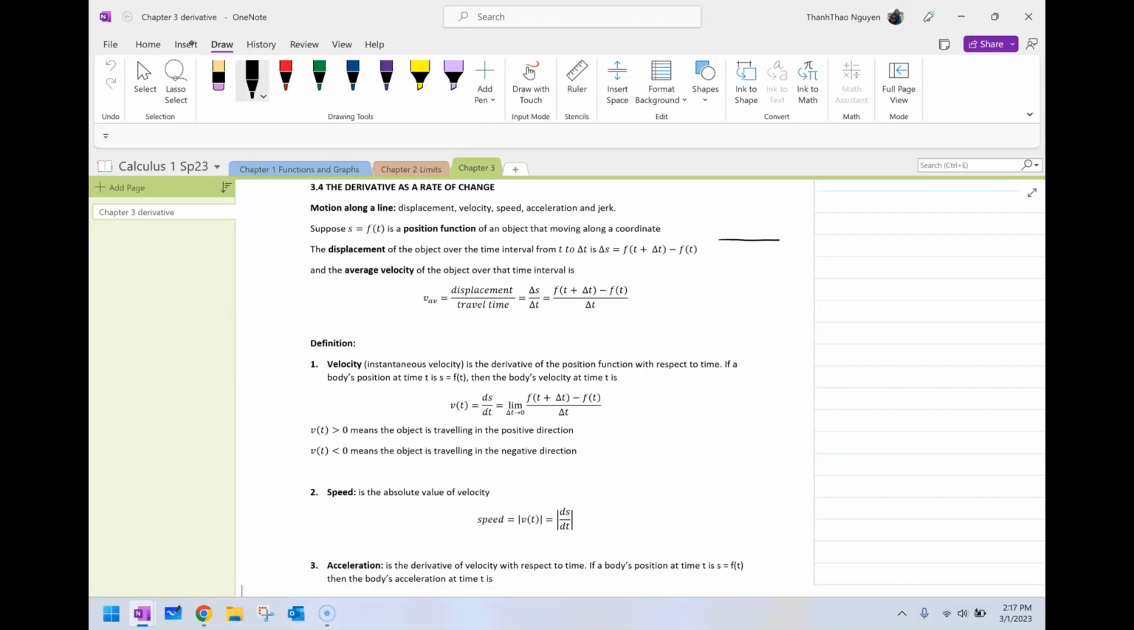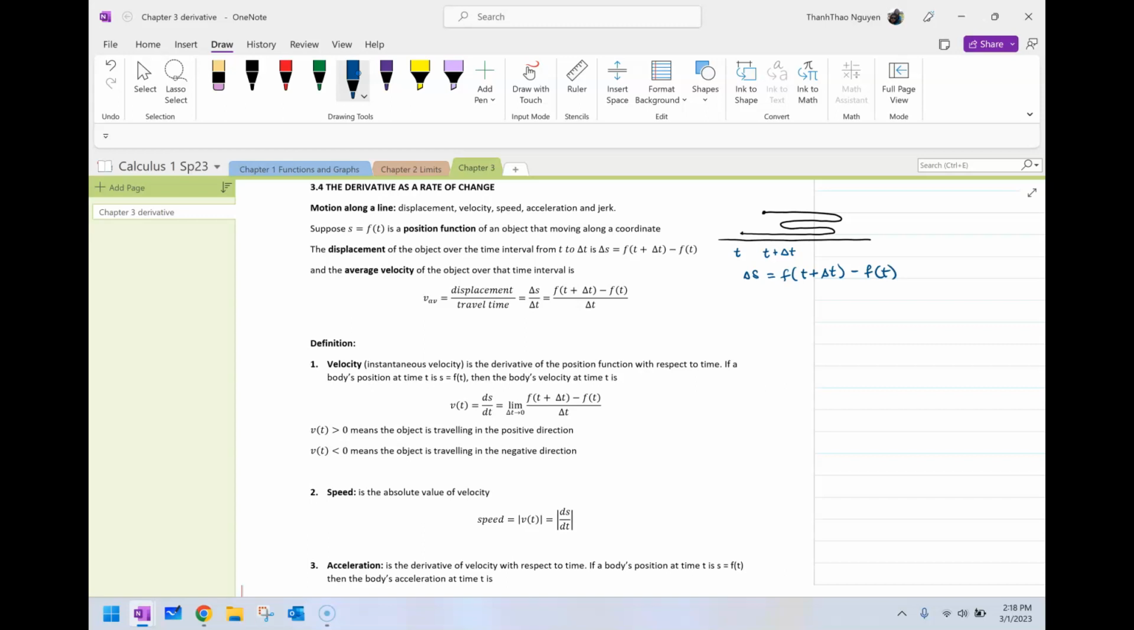So say here's the line, and you have an object moving along the line. It moves forward and moves backward, and moves forward and maybe backward, whatever this is. Then the displacement between t and t plus delta t is where the object ends up. Then delta s is equal to f of t plus delta t minus f of t. Okay, and we'll talk more about this in a little bit.